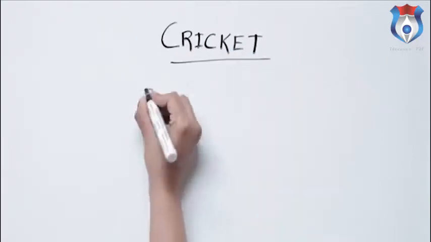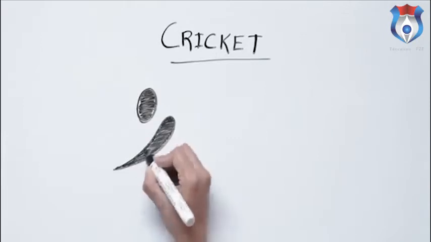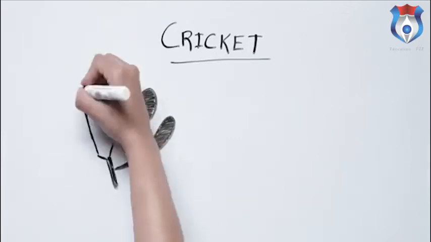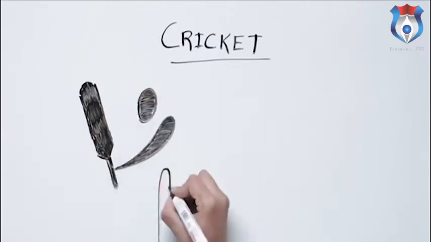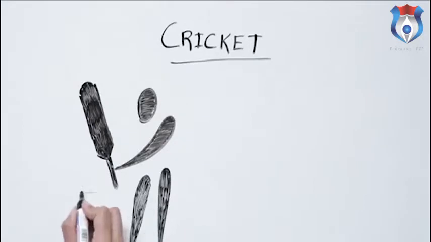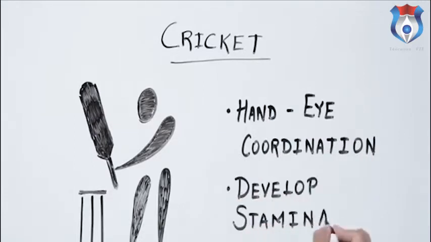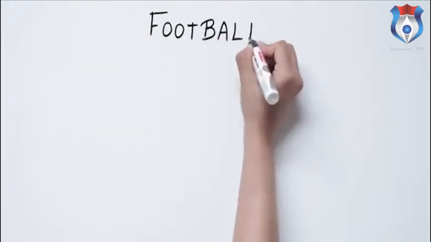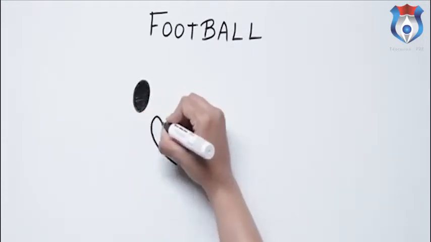1. Cricket. There are many benefits of playing cricket. Cricket helps in enhancing hand-eye coordination. When you play cricket, you get fit by running between wickets, running up to bowl, and running after the ball to field it. When you play cricket, you will develop stamina because cricket games can last for a very long time.